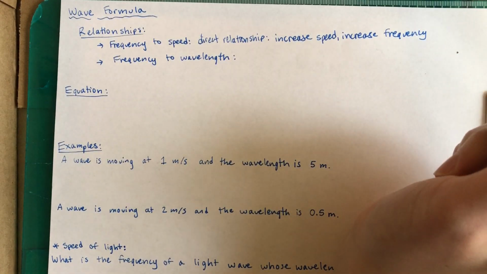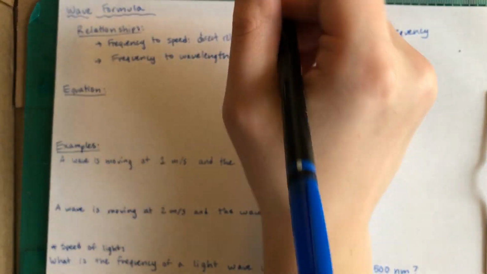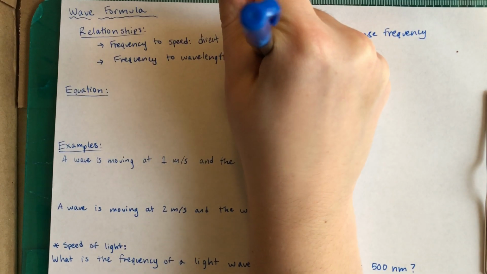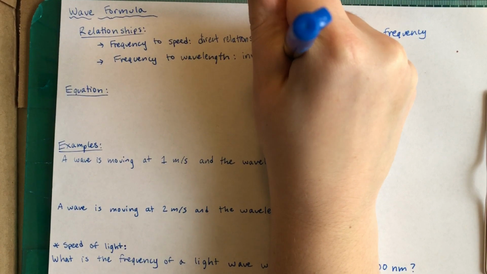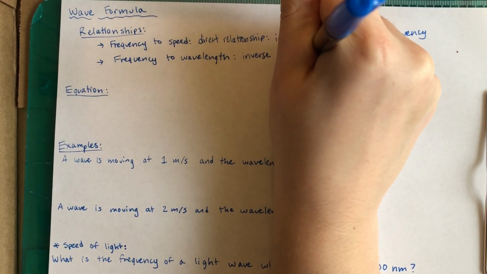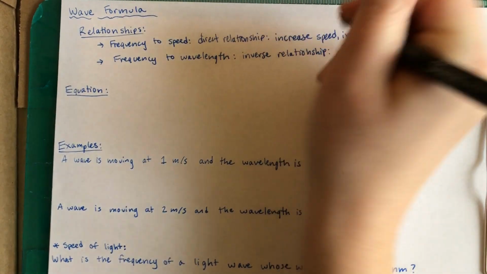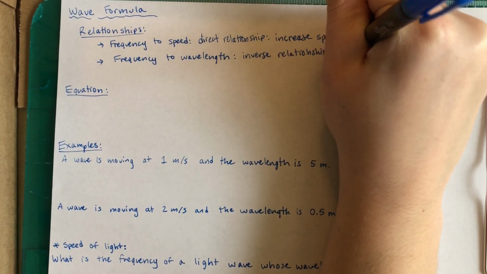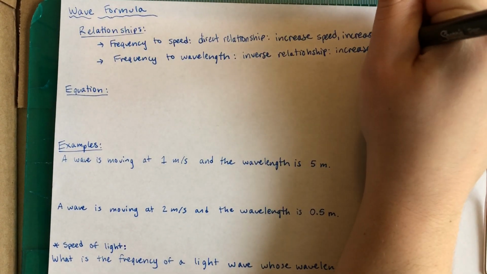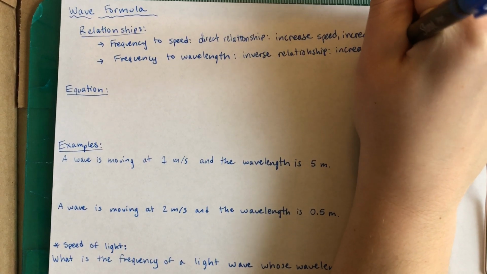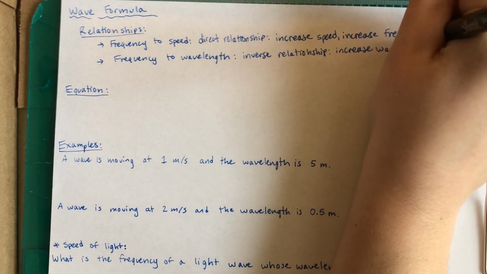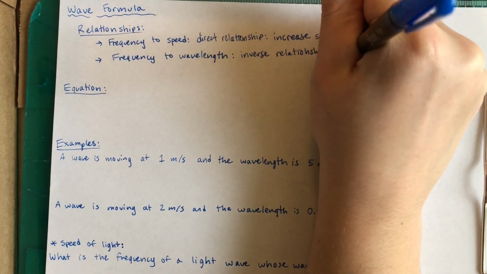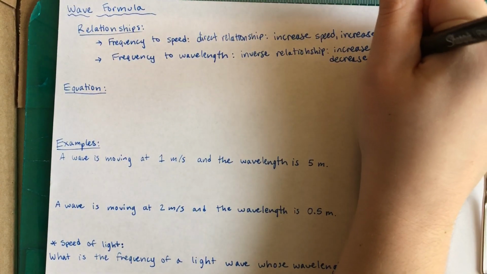Frequency to wavelength has an indirect or inverse relationship, meaning if we increase the wavelength, we will decrease the frequency.